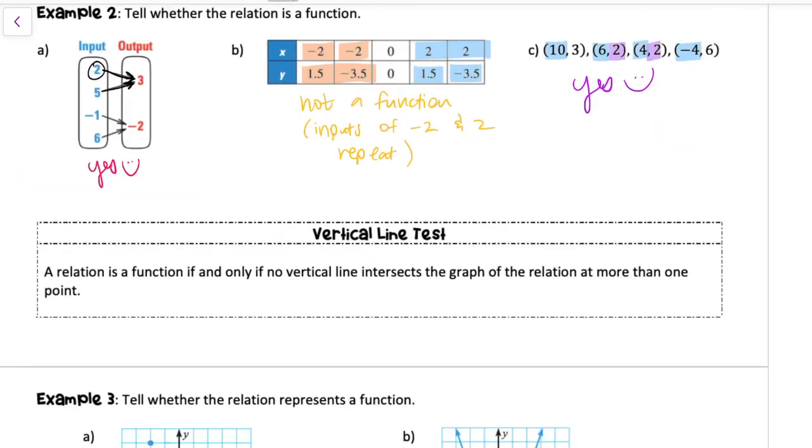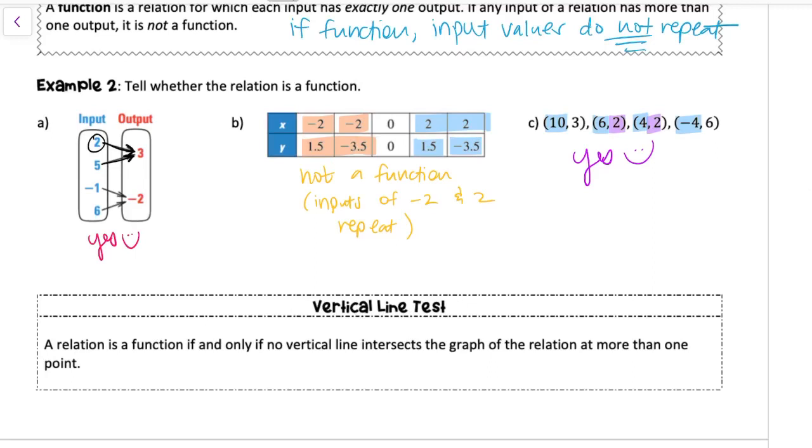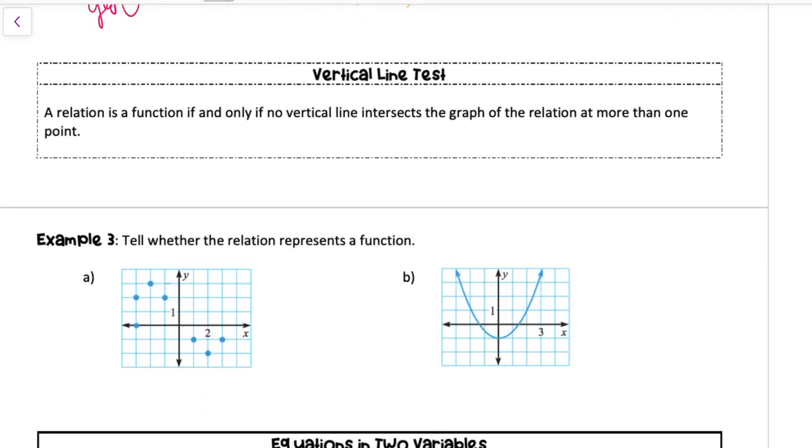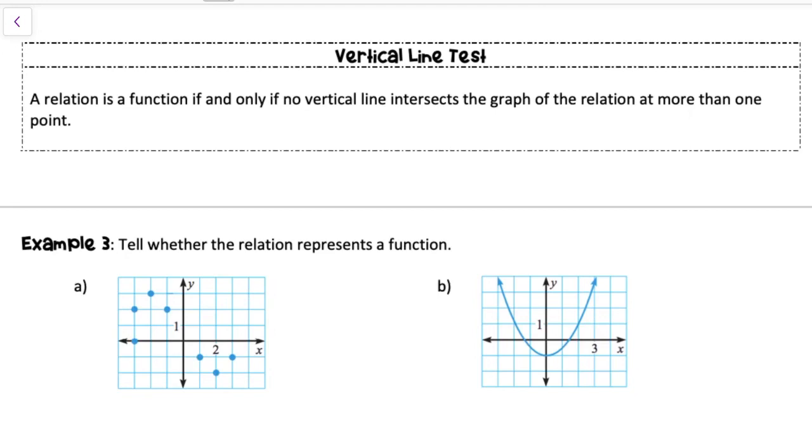In order to determine if a graph is a function, we can use what's called the vertical line test. So remember, we represent relations using ordered pairs, tables, graphs, or mapping diagrams. And we talked about, so 2a was a mapping diagram, 2b we had a table, and 2c we had a bunch of ordered pairs. Well, we get to use the trick of the vertical line test when we have a graph for a relation. So a relation is a function if and only if no vertical line intersects the graph of a relation at more than one point.